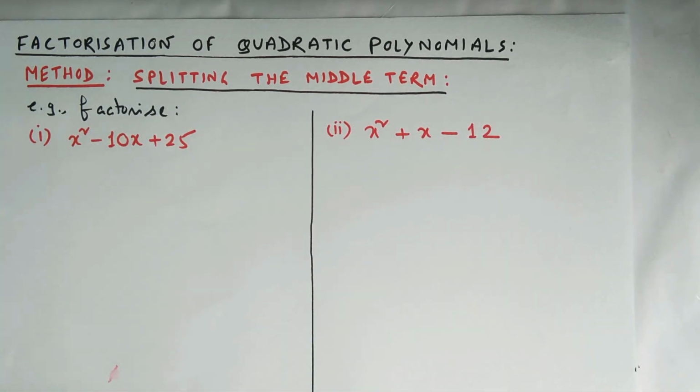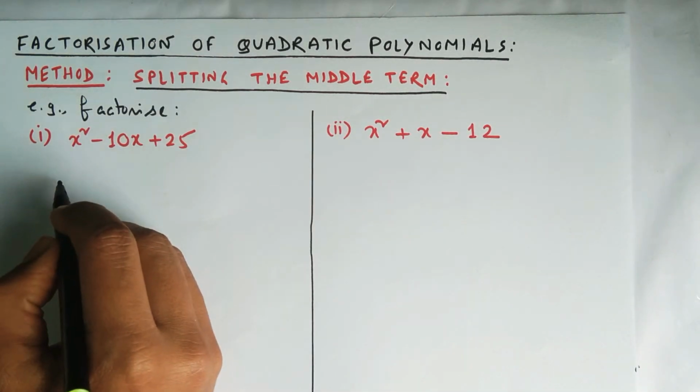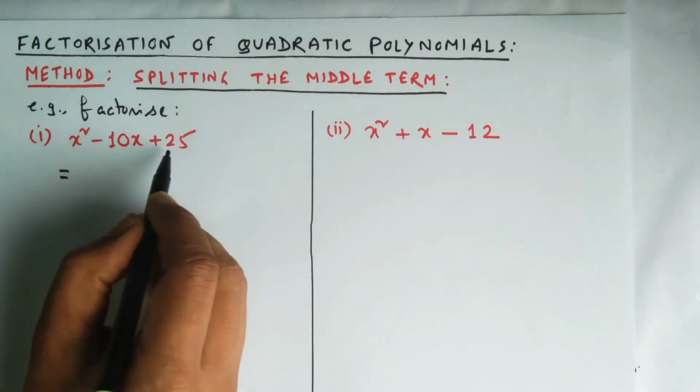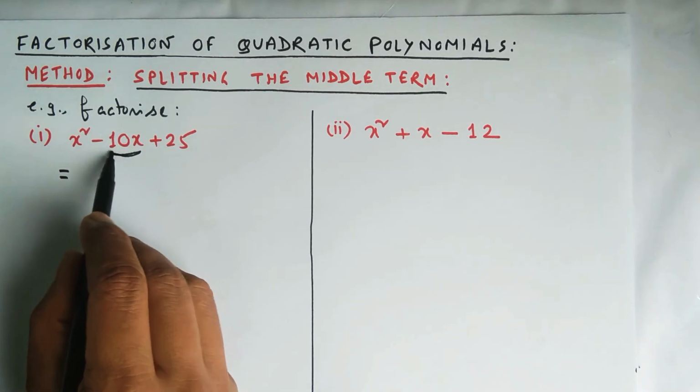Then I'll start the exercise. I'm taking two examples to explain how to use this method in factorization of a quadratic polynomial. Look at this. We have a polynomial x square minus 10x plus 25. What we do here is split the middle term into two terms.